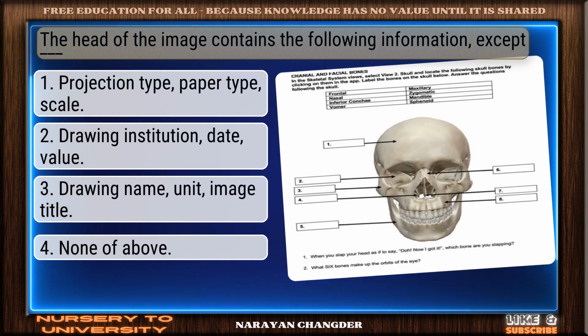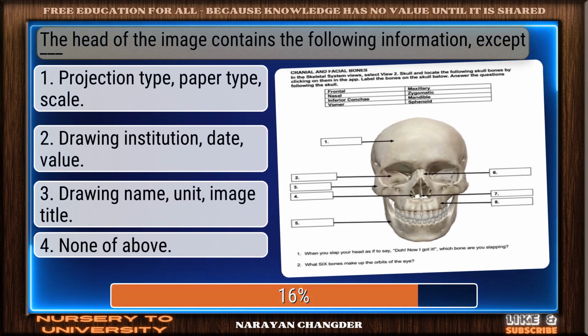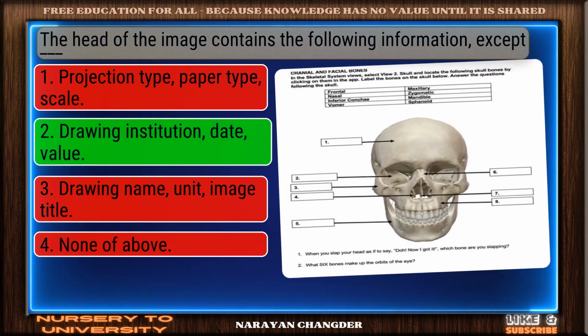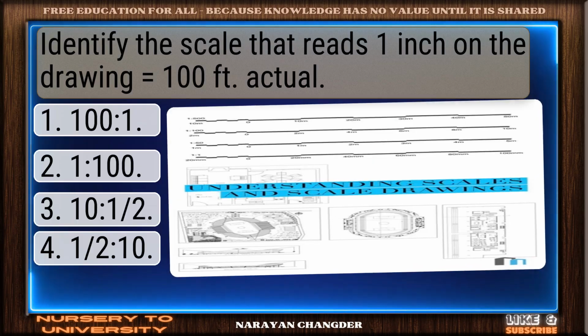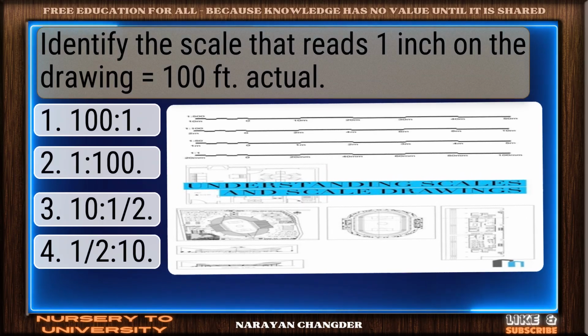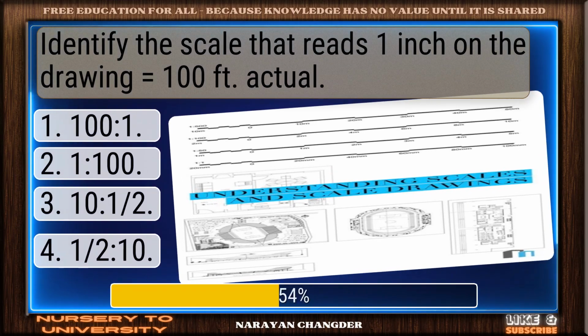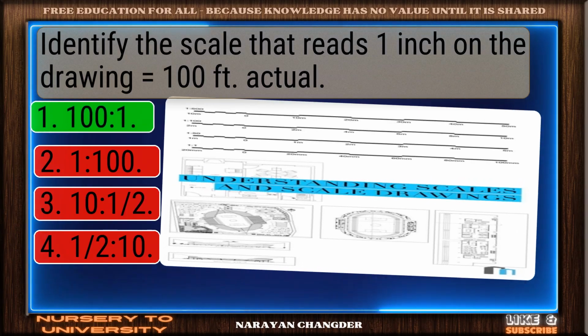The head of the drawing contains the following information, except dash. Good thinking. Drawing institution, date, value is the right answer. Identify the scale that reads 1 inch on the drawing equal to 100 feet actual. Right choice. 1 to 1200 is the best answer.